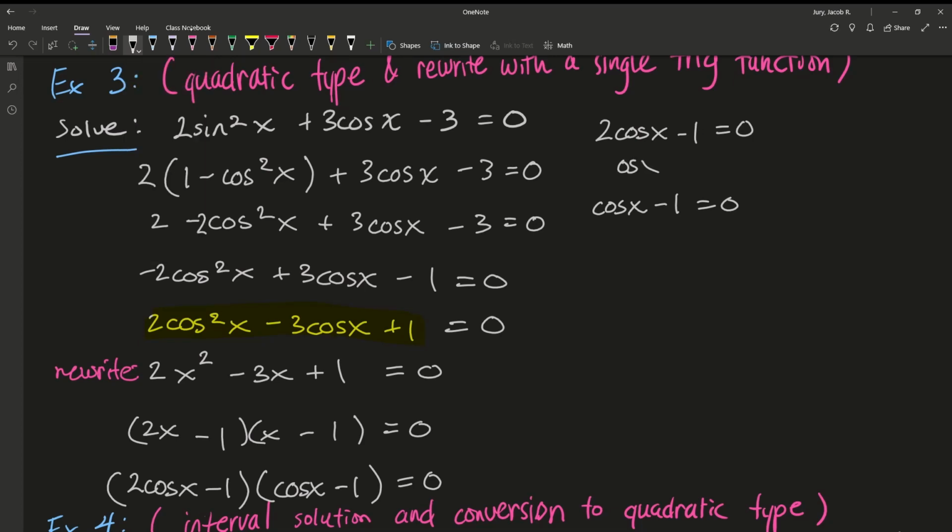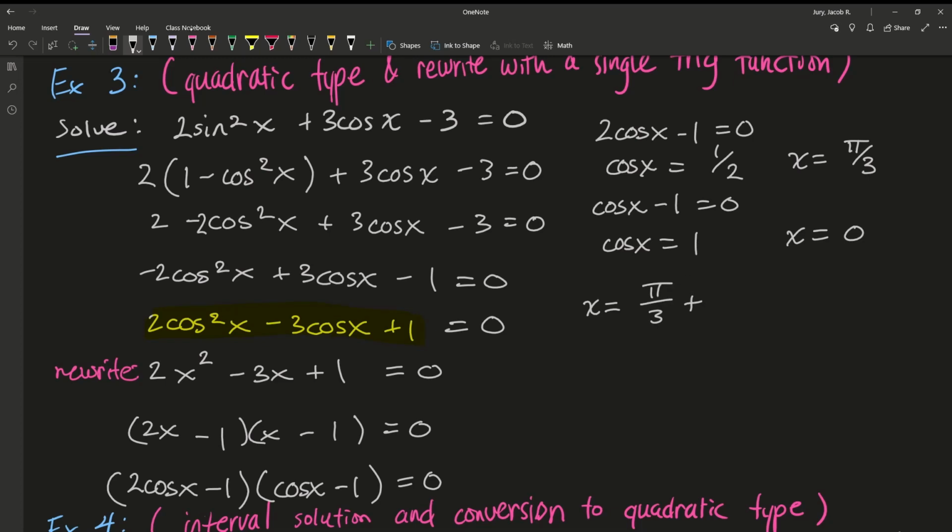So I'll have cosine x equals 1/2. Where is that true? And then I'll have cosine x equals 1. So where is that true? Over here on the top, x is equal to pi over 3. And x is equal to, where's cosine 1? When x is 0.